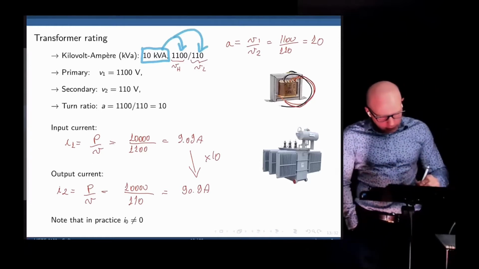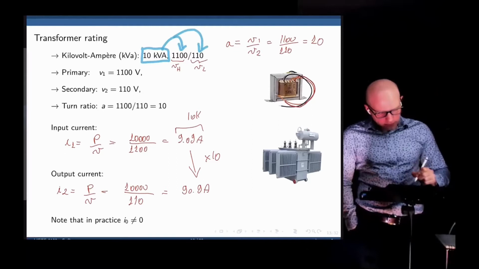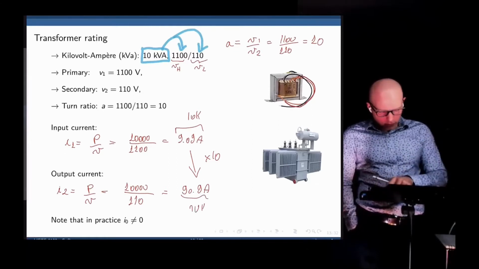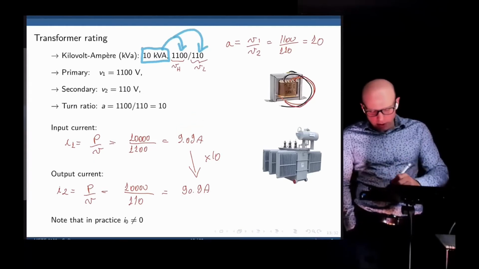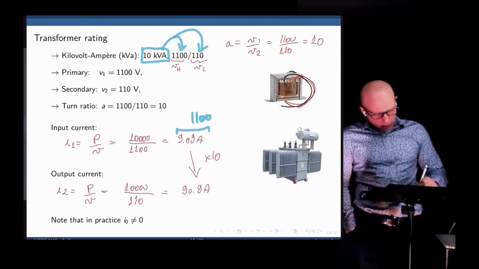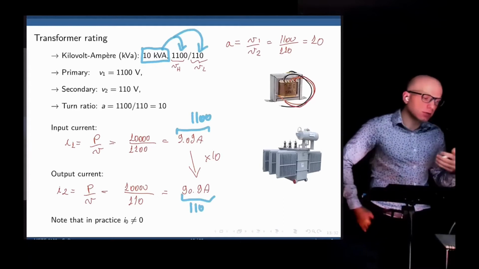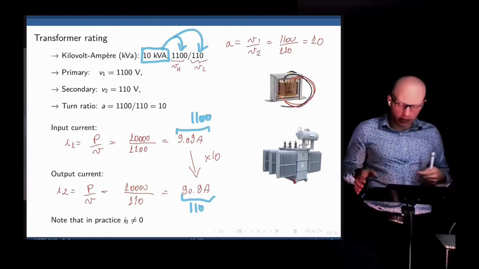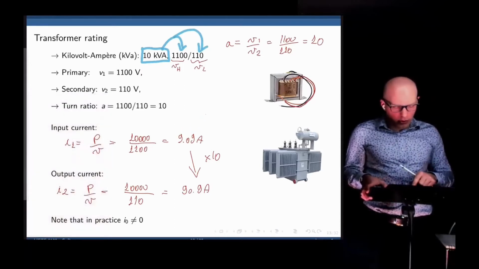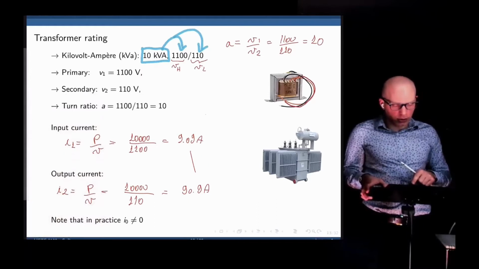If you multiply this by the input voltage and this by the output voltage, we get exactly 10K. Right? The power is balanced in the system. But it's the same. You can calculate that as well through the current, the turn ratio.